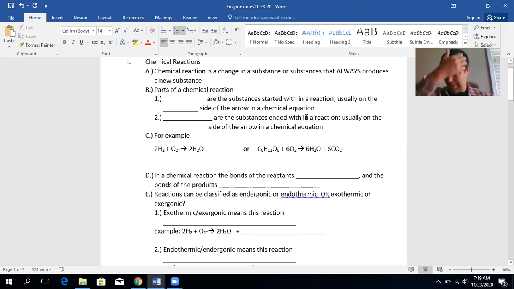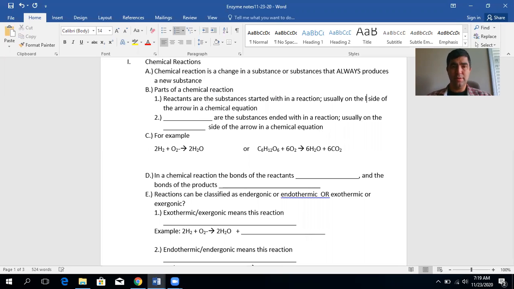There are parts of every chemical reaction. There are two parts. There is the stuff that you start with that has a name. You should have already figured that out, but if you didn't, it's called the reactants. It's called the reactants, and they're usually on the left side of the arrow. All right, and the stuff that you end with are called the products, and they're usually on the right side of the arrow.